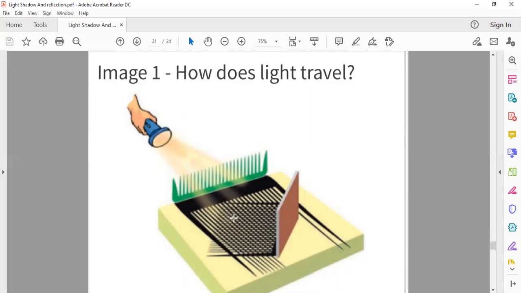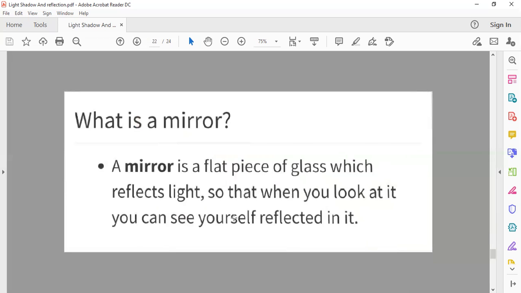And regarding this concept that light travels in a straight line, so many activities are there. We will discuss activities related to it later on. Before that, you should know that light travels always in a straight line. After that, let's discuss the concept of mirror.